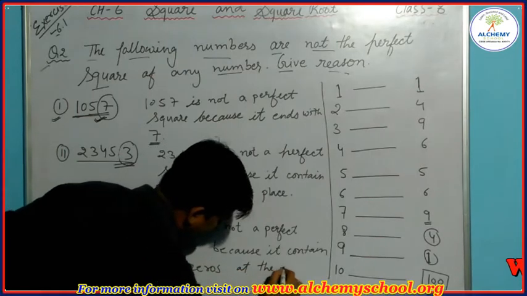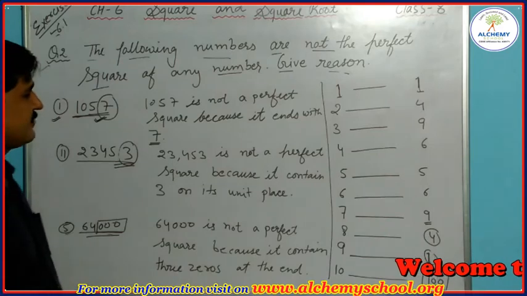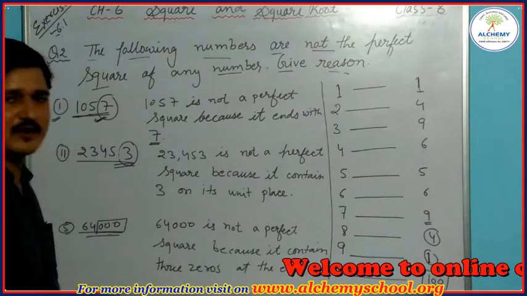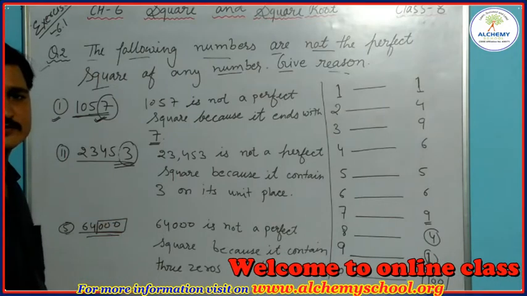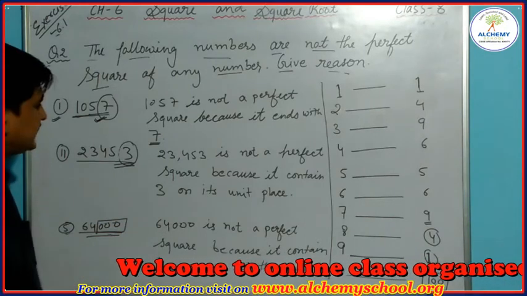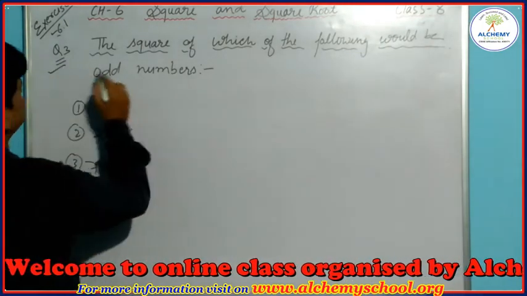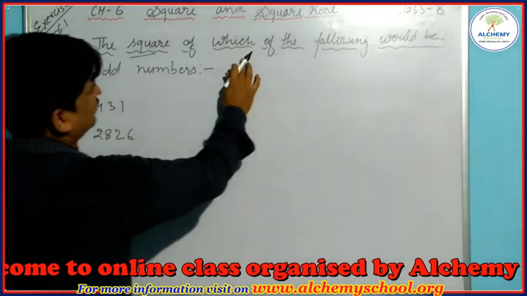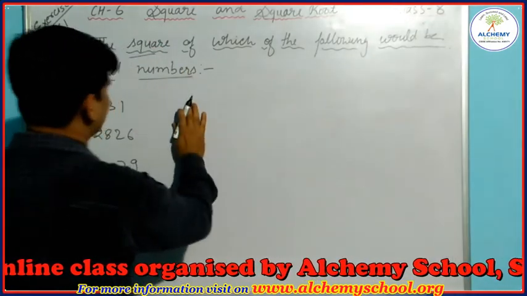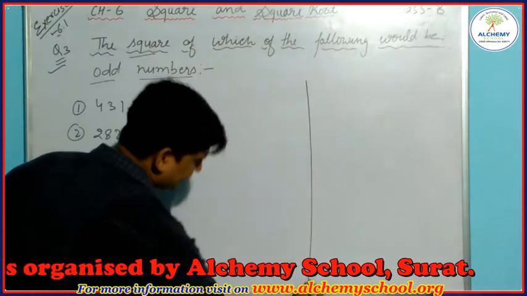Okay, so the same procedure you can apply with other questions and you can solve them by yourself. We are going to see the next question, that is question number 3. So let's see what is given in question number 3. Question number 3 is: the square of which of the following would be an odd number? Okay, before we solve this question, we have to remember one thing.